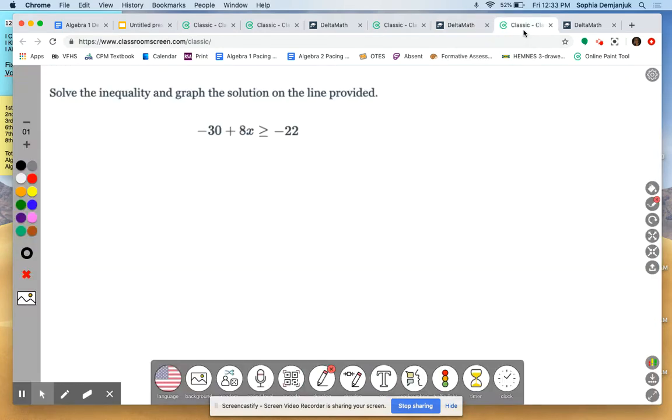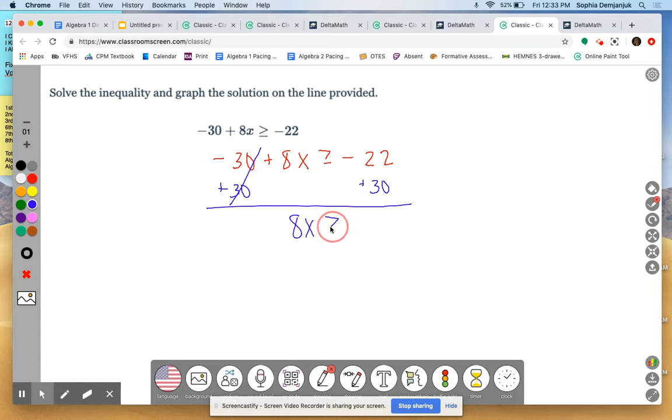And then for my last problem, I am starting out with -30 plus 8x is greater than or equal to -22. I'm going to start by getting my -30 to the other side, so I'll add 30 to both sides. That leaves me with 8x is greater than or equal to -22 plus 30, which gives me positive 8. I want to divide both pieces by 8. Since I'm dividing by a positive number, I do not flip my symbol. I just keep it as a greater than or equal to, and 8 divided by 8 gives me 1.